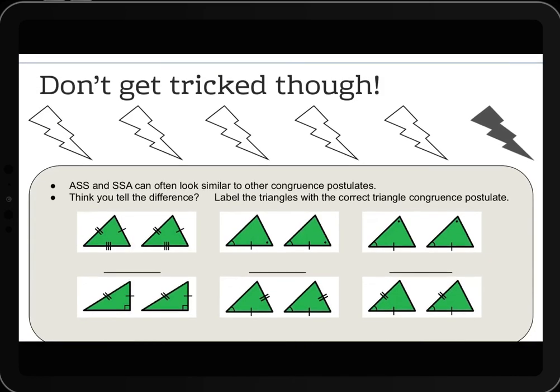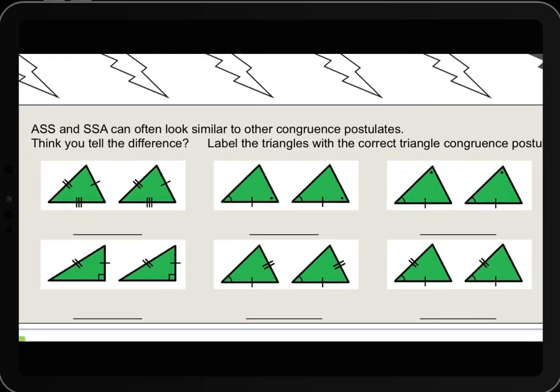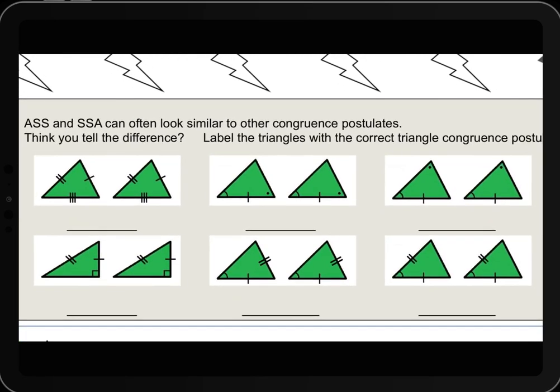Now, obviously, it can be easy to be tricked or otherwise fooled. They can oftentimes look similar to other statements, right? So you have to be able to identify the differences. If you look at the first pair up here on the upper left, there are three sides for every triangle marked. So that is very clearly side, side, side.